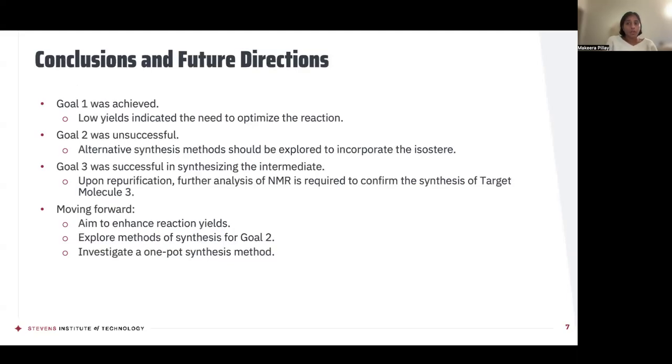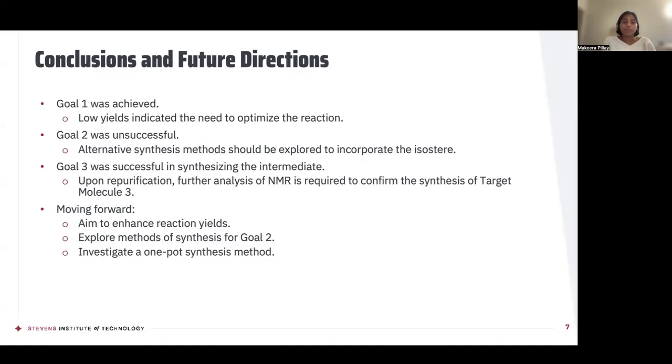So overall, goal 1 was achieved, although low yields indicated the need to optimize the reaction. Goal 2 was unsuccessful, emphasizing the need to investigate alternative methods of synthesis to successfully incorporate the isostere. Goal 3 was successful in synthesizing the intermediate, and upon repurification, further analysis of the NMR spectrum obtained is required to confirm the synthesis of target molecule 3.